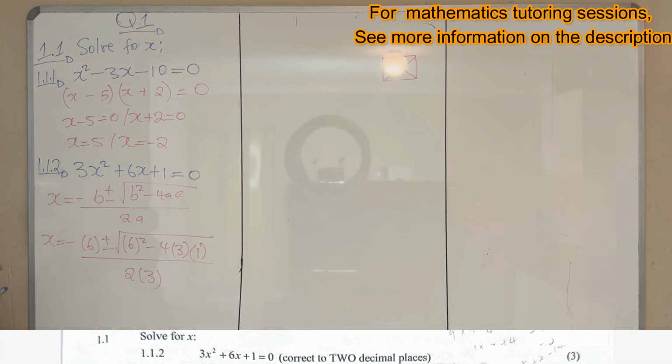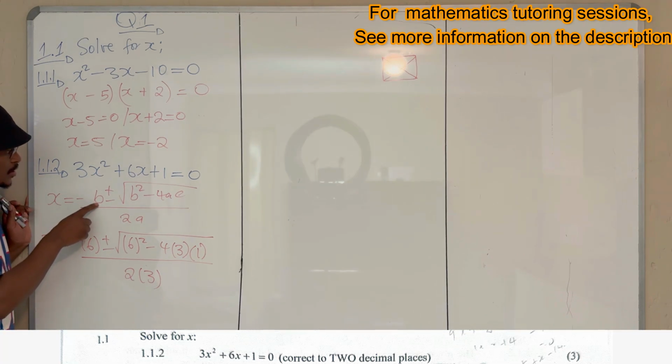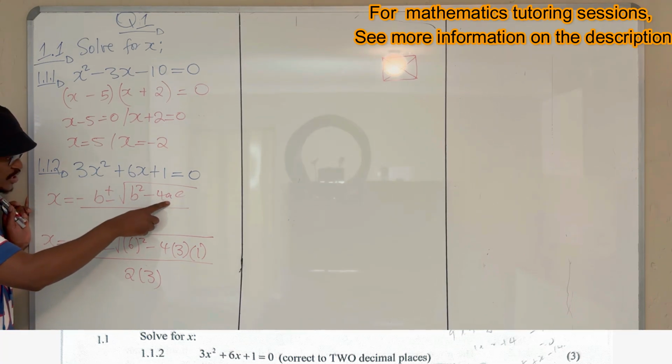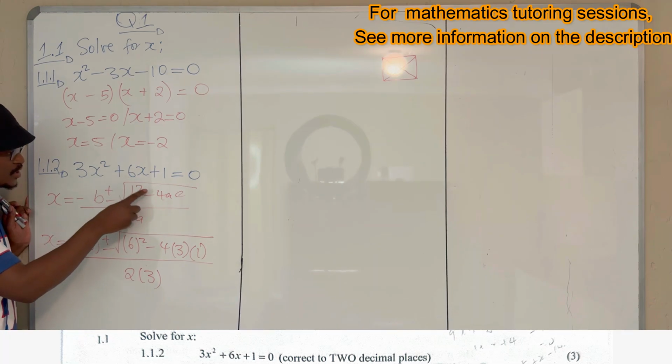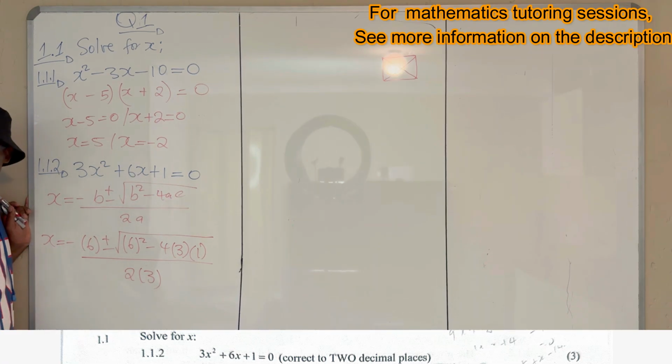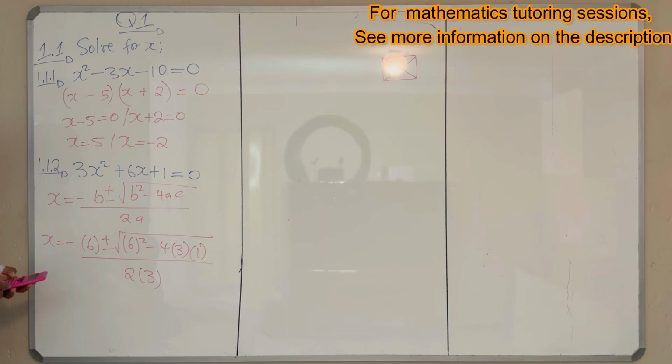That's what we have. So we're given 3x squared plus 6x plus 1. So your a is 3, so you put it where you see your a's, and your b is 6, you put it where you see your b's, and your c is 1, you put it where you see your c's. So that's what we did. The next thing, you just punch this in your calculator and see what you get. So let's punch this. We're going to say, okay, negative of 6 plus square root 6 all squared minus 4 into 3 into 1 all over 2 into 3.